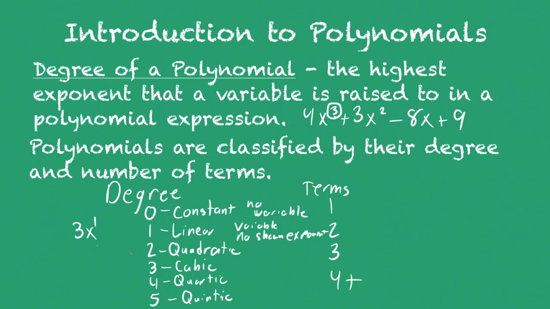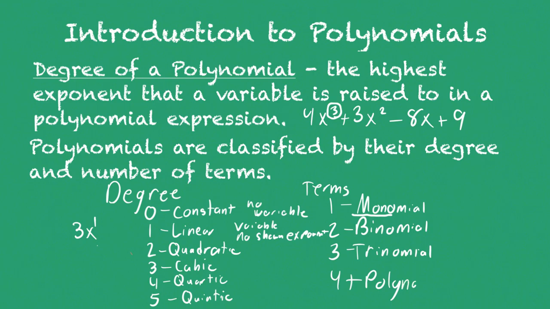Now, for the number of terms, we've seen some of this before, especially with the one term, and we call this a monomial, where we have just one term, nothing's being added or subtracted to it. Now what's nice is our prefix mono, and that helps us see that it's one term. Mono means one. Now for two terms, we're going to call this a binomial, where bi means 2. 3 terms, trinomial, where tri means 3. And then after that, for 4 or more, we're just going to call that a polynomial.